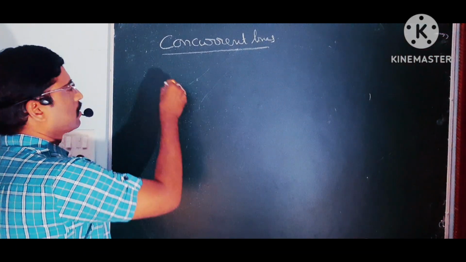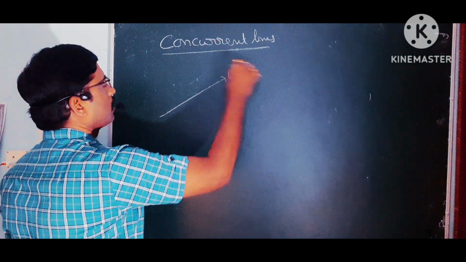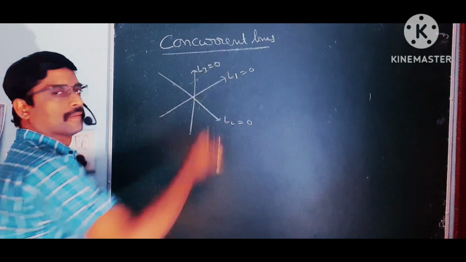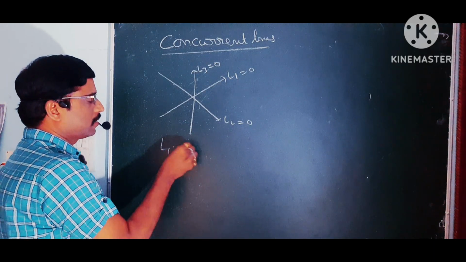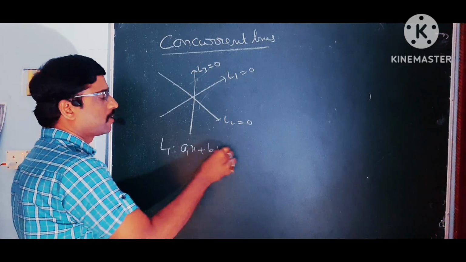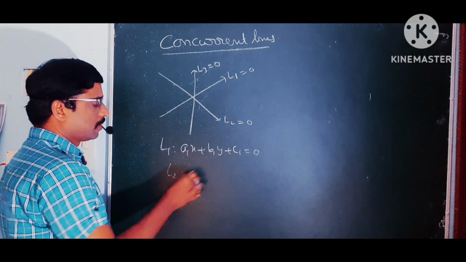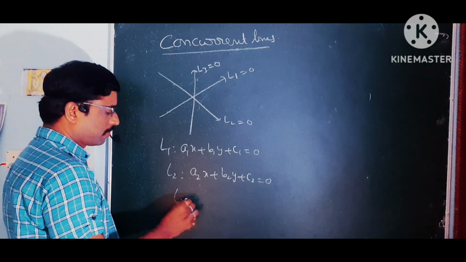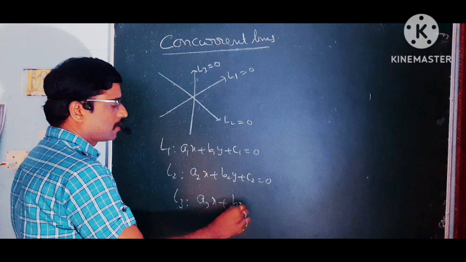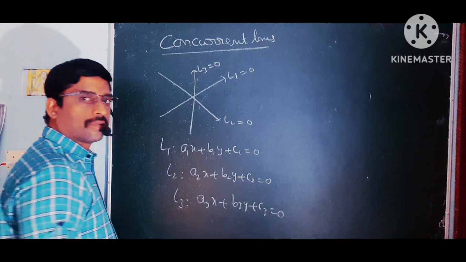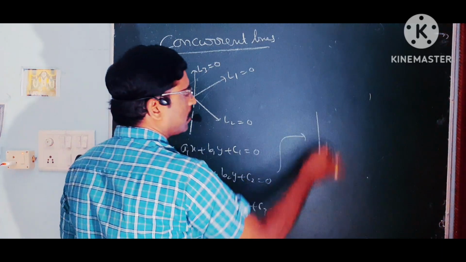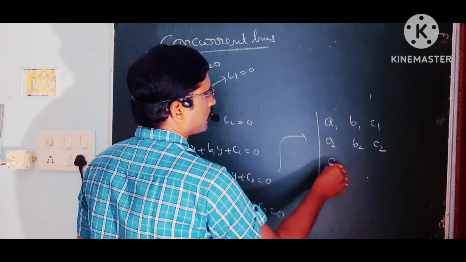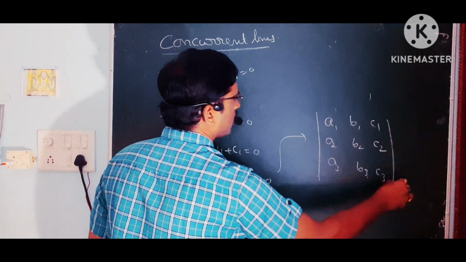Suppose three lines are concurrent: L1 is equal to 0, L2 is equal to 0 and L3 is equal to 0. Now I am taking L1: A1x plus B1y plus C1 is equal to 0. L2: A2x plus B2y plus C2 is equal to 0. L3: A3x plus B3y plus C3 is equal to 0. If three lines are concurrent, what is the condition here? The determinant of A1, B1, C1, A2, B2, C2, A3, B3, C3 is equal to 0.